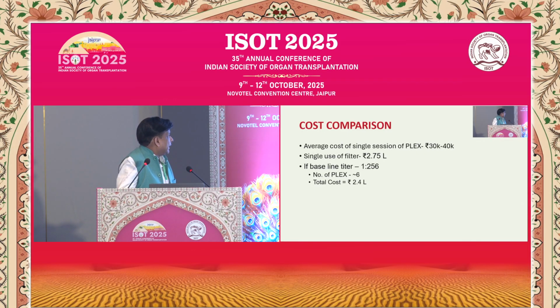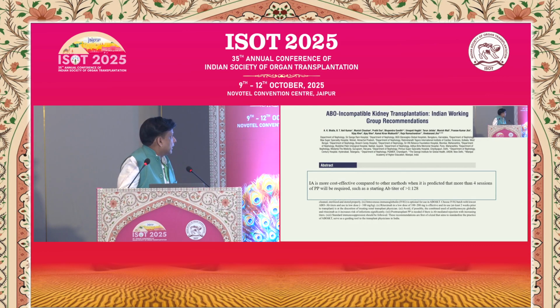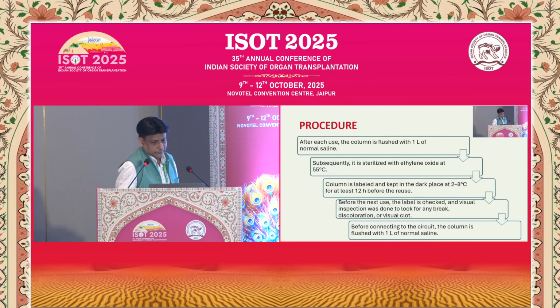Cost comparison is almost the same: 30 to 40,000 per plasma session, and the single use is around 2.4 lakhs, but with minimum side effects. So what is the Indian working group recommendation? You should use an immunoadsorption column when the antibody titer is more than 1:128. How have we reused it, what's the method?